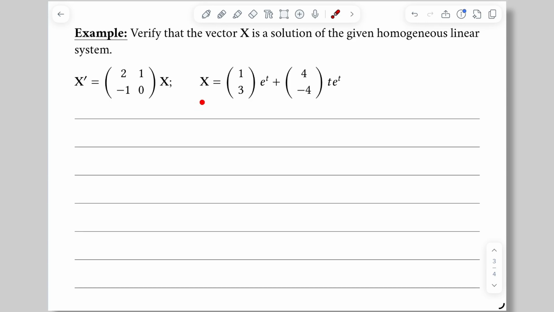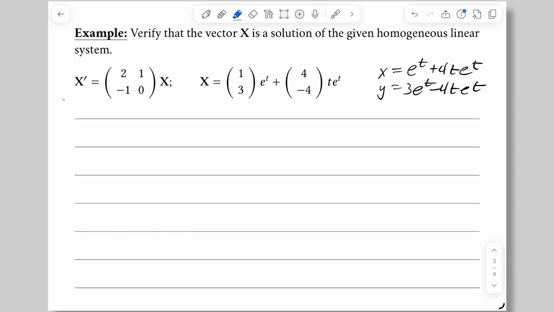The solution is x equals the column 1, 3 times e to the t plus the column 4, negative 4 t e to the t. And we're going to take that solution and plug it into the equation. We could write the solution as x equals e to the t plus 4t e to the t, and y equals 3e to the t minus 4t e to the t. That's what the matrix representation represents. But we're going to do this using the matrices themselves.